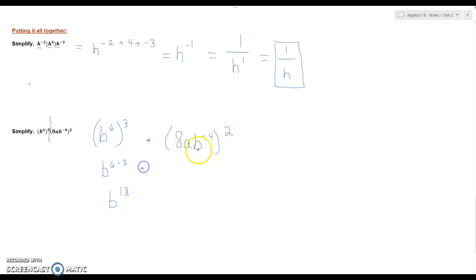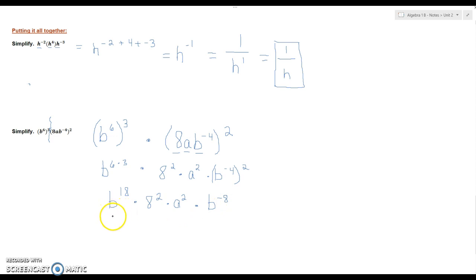Now over here, we have a power outside, and we have 3 factors. We have a whole number, we have an a, and we have a b. So this side gets rewritten as 8 squared times a squared times b to the negative 4 and squared. And we can rewrite this as 8 squared times a squared times, and then b is a power to a power, so we have b to the negative 8th.